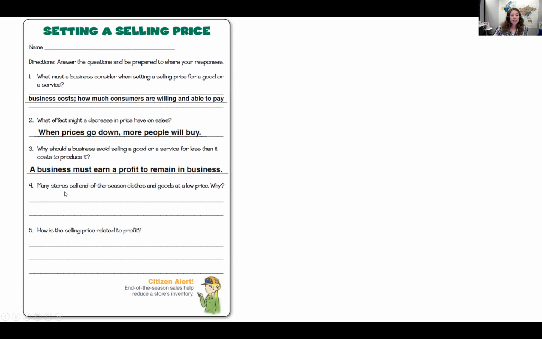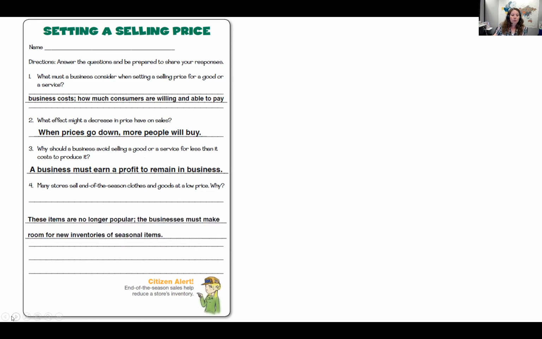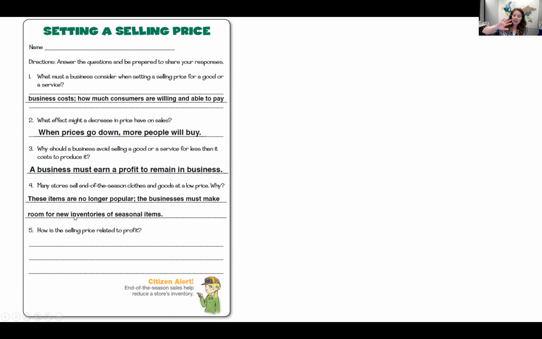Number 4, many stores sell end of the season clothes and goods at a low price. Why? Why would they sell those end of season clothes and goods at a low price? Because basically they're trying to get them off their shelves, off their racks. It says these items are no longer popular. The businesses must make room for more new inventories of seasonal items. So sometimes the clearance items will actually be less than their cost, and they might lose a little bit of money, but they're just trying to move it and push those things out. And so businesses consider the risk when they do that.